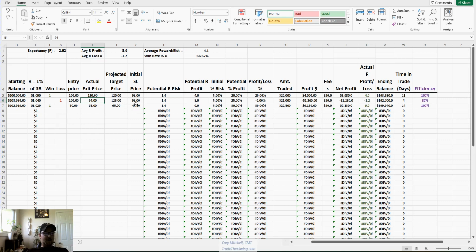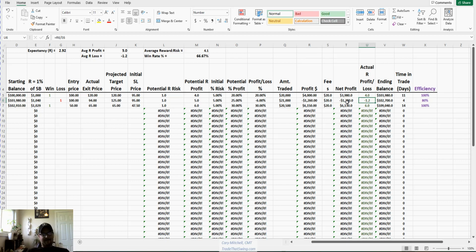because efficiency is how well I executed the trade based on my strategy or the plan I had for that trade. So when I took this trade, I was saying I'm getting in at 100, and I'm either going to get out at 125 or out at 95. Instead, I got out at 94, which made me lose an extra $200, and my R is now negative 1.2. So efficiency tells me how well I executed that trade.